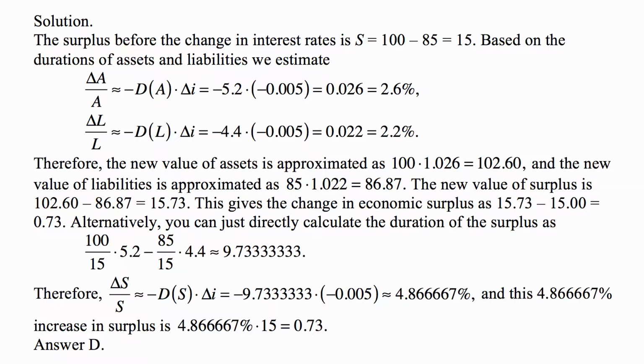The change in surplus divided by the surplus is approximately minus the duration of surplus times change in interest rate. The interest rate declined by 50 basis points, so it's 0.5%. We plug in all this and we get 4.8666 and so on percentage increase in the surplus, and that percentage of 15 is 0.73, the same answer, and that's answer D.